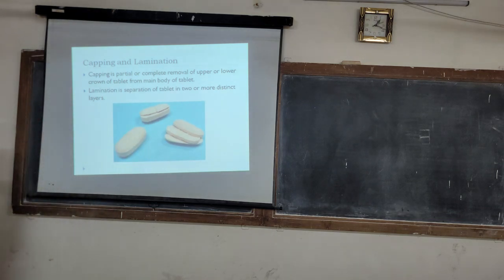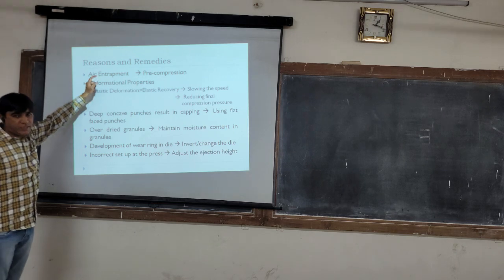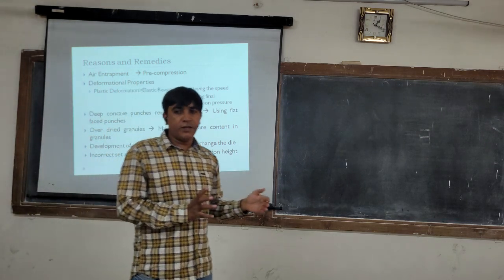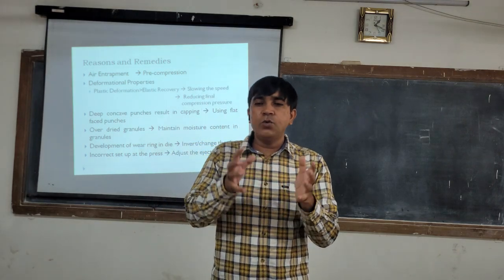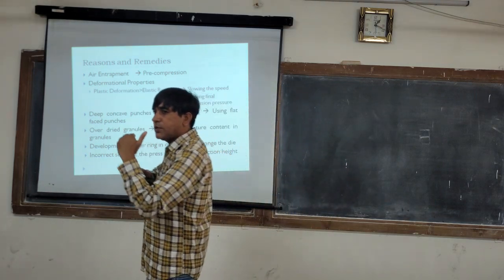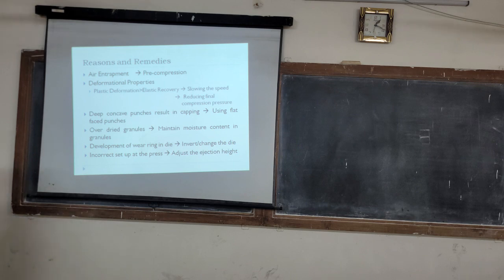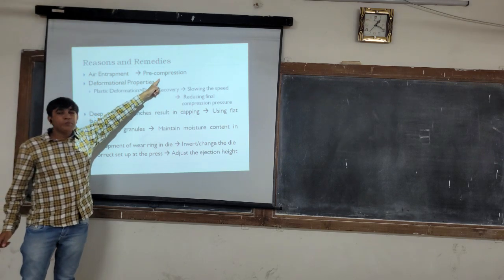Now, what are the reasons for lamination? First reason is air entrapment. As I discussed earlier, if air is entrapped while preparing the tablets, once we remove the compression force, the air will try to regain its original volume, and thereby it pushes the layers apart from each other, and that leads to capping and lamination. So if it is due to air entrapment, it can be prevented by pre-compression.